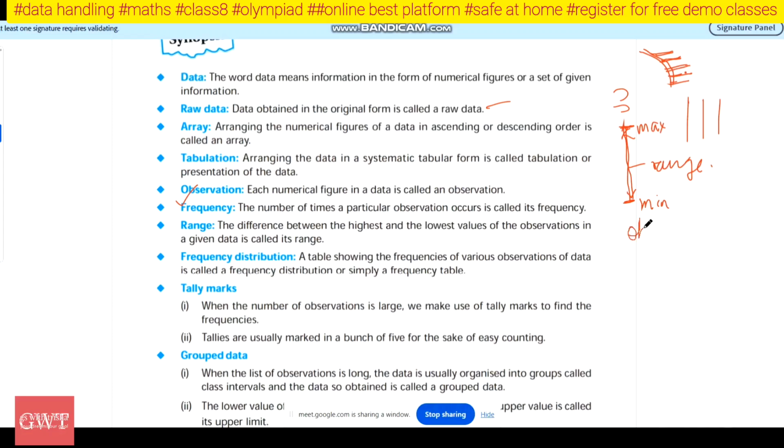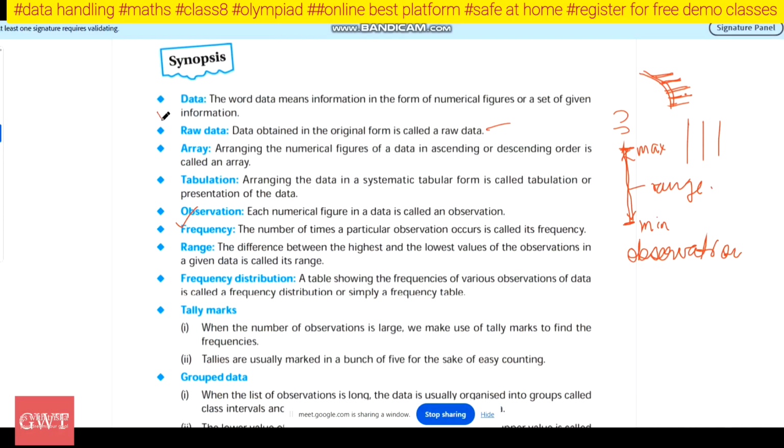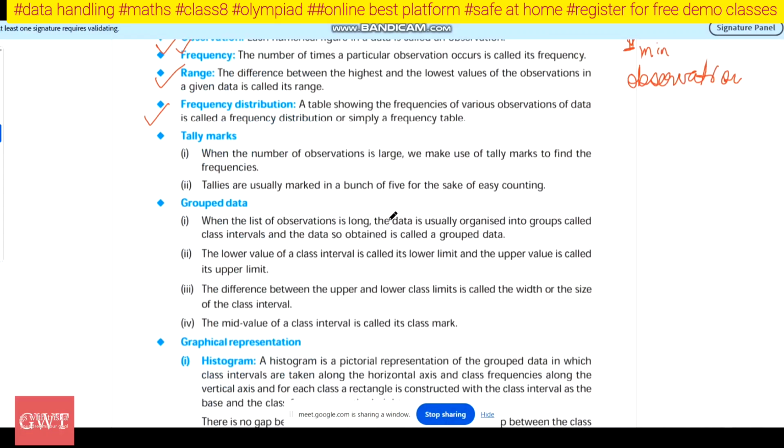The entire observation about something is distributed. Okay, so how many things have we completed? Just now in the data handling chapter: data, raw data, array, tabulation, observation, frequency, range, frequency difference. Now see tally marks. What is tally marks?